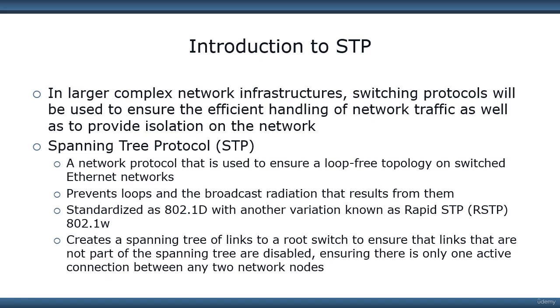Both of these create a spanning tree of links to a root switch to ensure that links that are not part of that spanning tree are disabled. Basically, make sure there's only one active network connection between any two network nodes, because if you have multiple connections between two nodes, then that's what's potentially going to duplicate packets and cause loops.